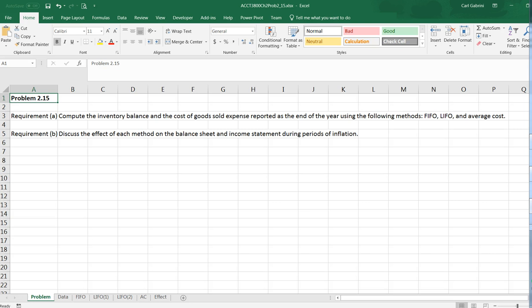But the valuation question about inventory is an important one. And there's a couple of different methods that you should be familiar with: the first in, first out method, the last in, first out method, and then average cost. Those are the three primary methods we teach you about.